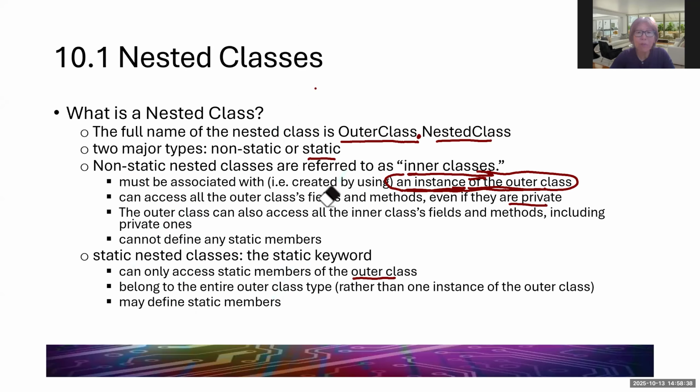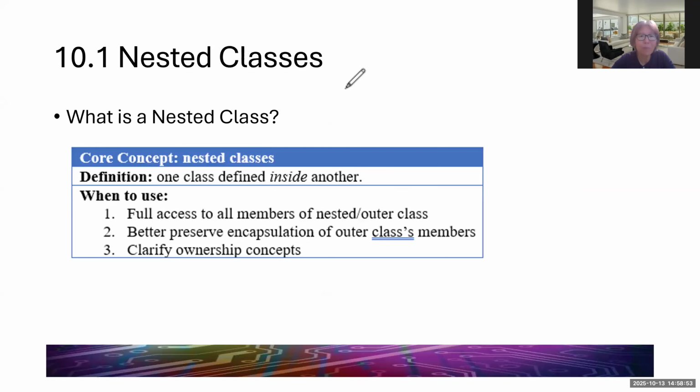So this is the concept about a nested class. And remember, it has two types: inner class and static nested class. The core concept for a nested class is a class that's defined inside another class.